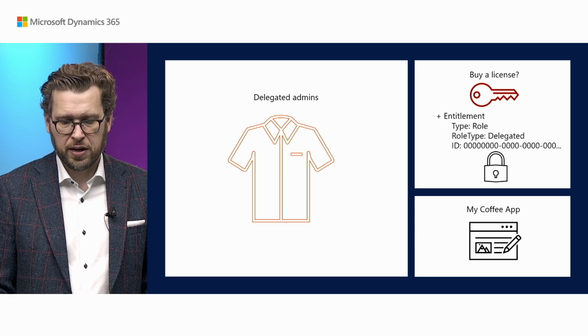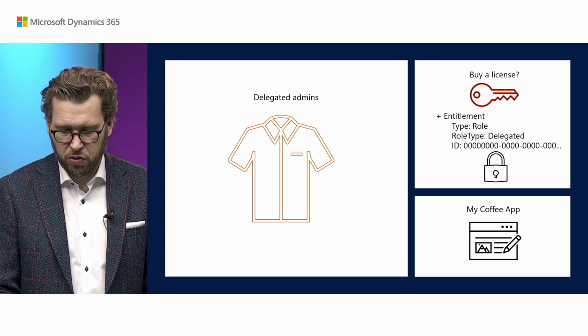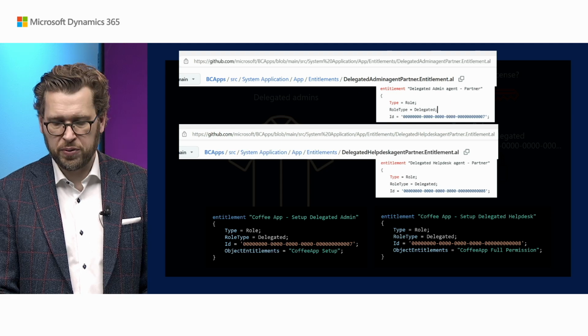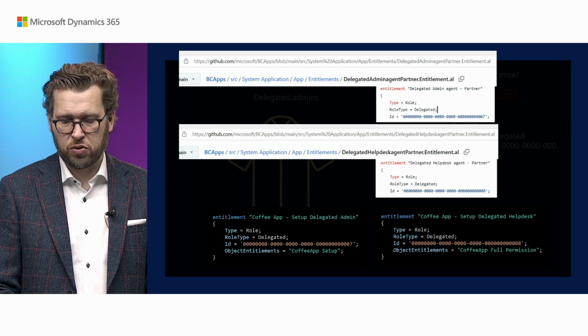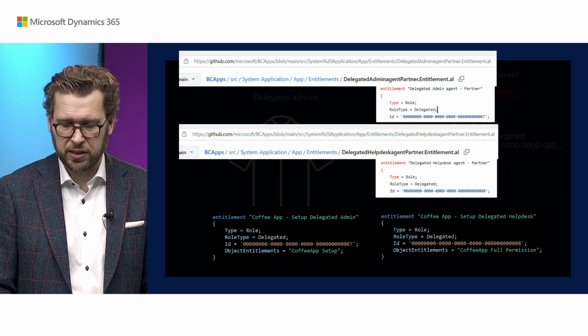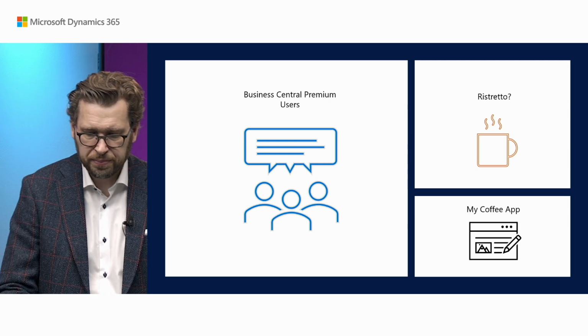So instead, you can again give them an entitlement based on their role, and their role is a delegated admin in this case. So again, in the System app, you can see some examples of this, of the delegated admin or the delegated help desk user types or roles, and again, grant them certain access in the app, for instance, for setting up. So now it's working for everyone. It's working for the developers, new and existing customers, local as well as delegated users.